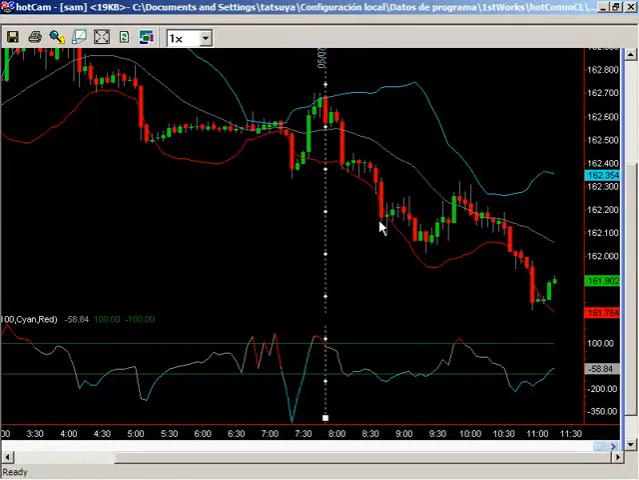Their target, they're going to get out of part of their position when price hits the lower band, and then they're going to use the moving average as a trail stop. So they would get out of the rest of their position a bit lower, where you can see prices go back up through that declining moving average.